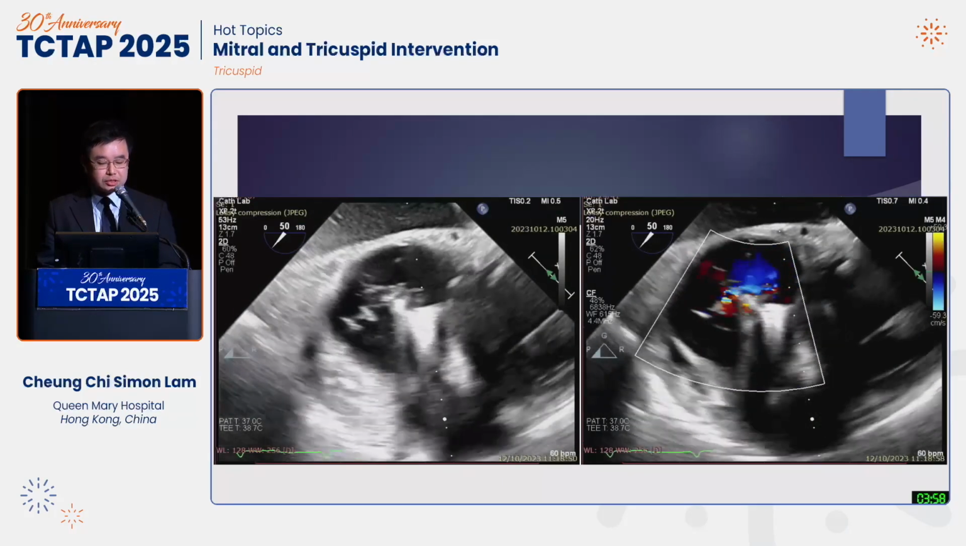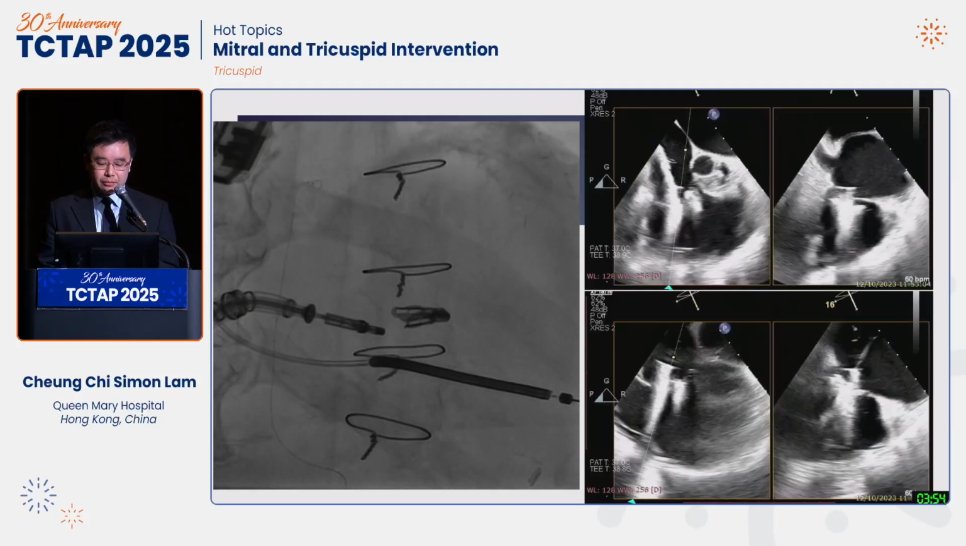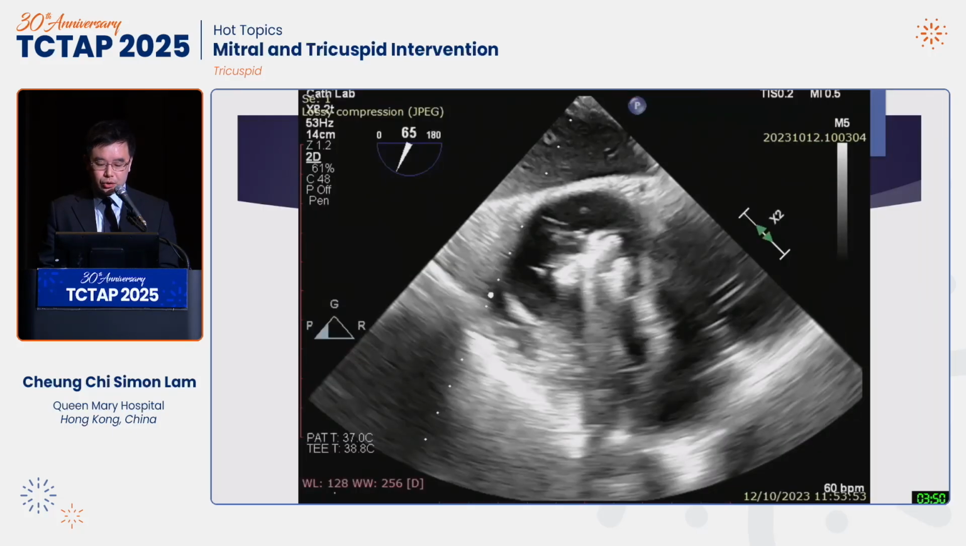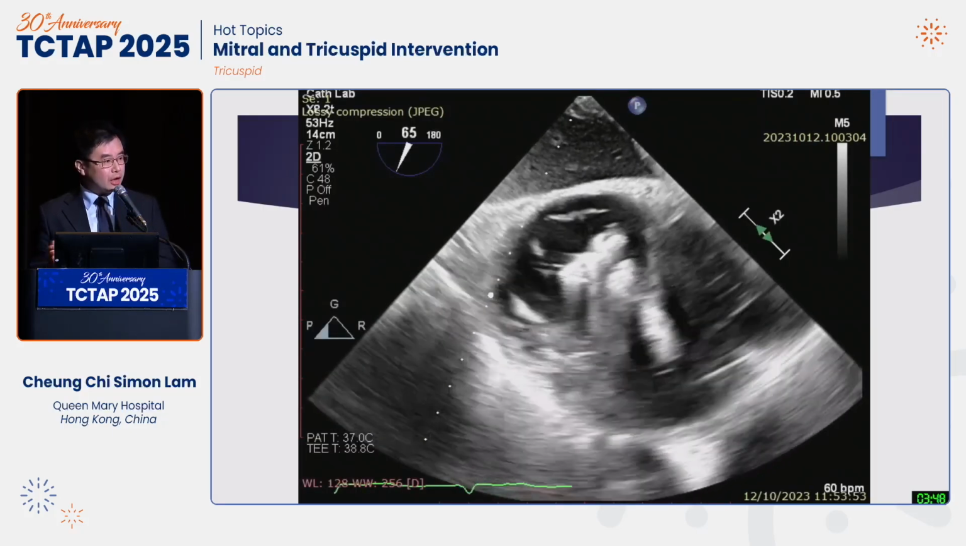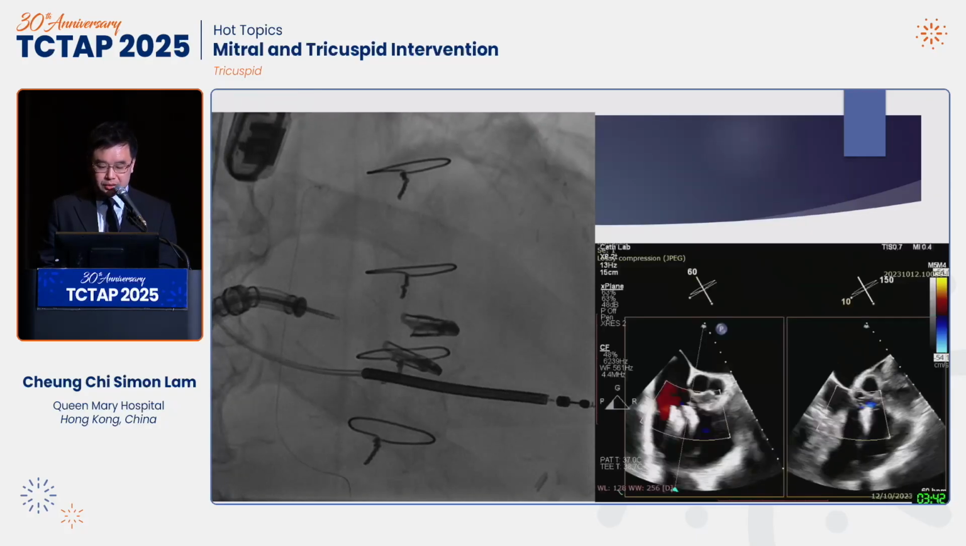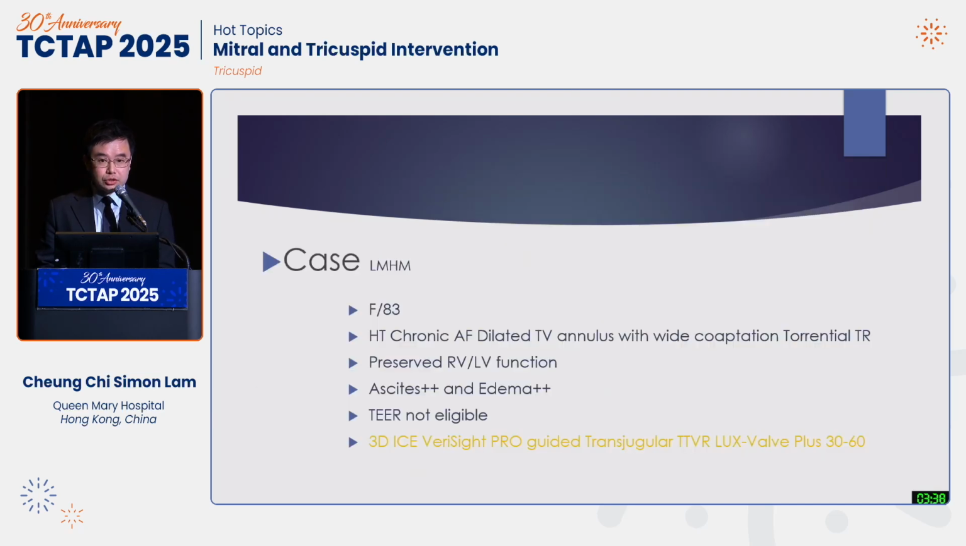So the first clip was deployed, and the lead is moving more to the middle. Then the second clip is deployed, and again moving the lead to the middle. So this is how it works. First of all, try to locate where the tricuspid jet is, and also do some annuloplasty effect to improve the TR.